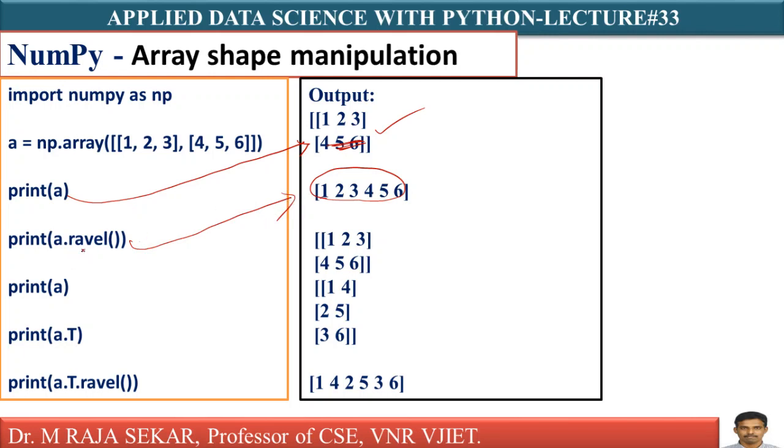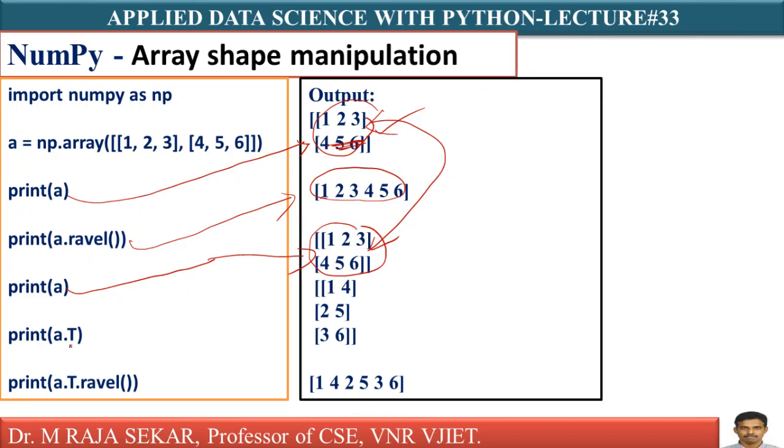But if you check, the contents of a will not be affected. If I print a, meaning the original array, I will get this one. These two arrays are the same, isn't it? Only if I say print a.ravel will it be flattened into a single dimension.